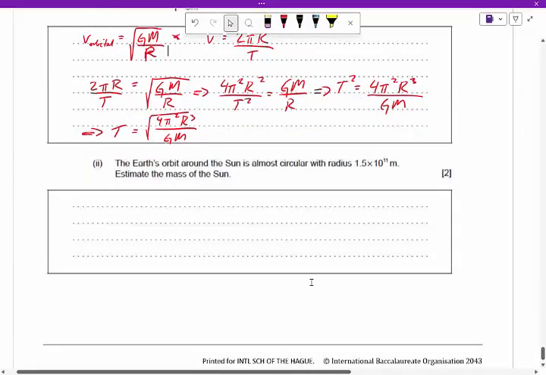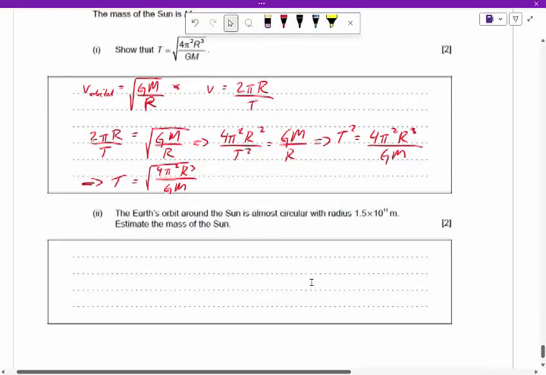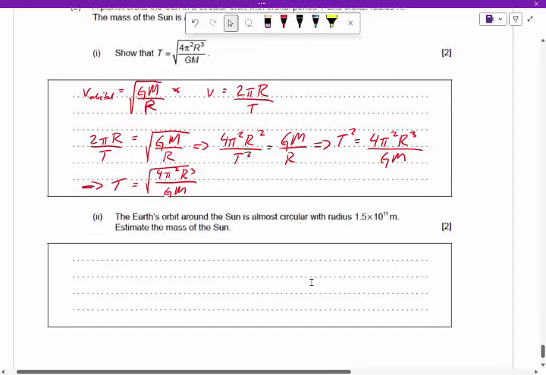The Earth's orbit around the Sun is almost circular with a radius of 1.5 times 10 to the 11 meters. Estimate the mass of the Sun. So with this one, we can actually just use the equation that we already have and rearrange that for M. So I'll take it in this form.